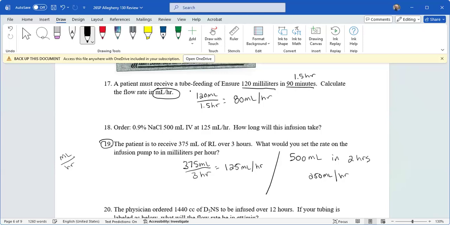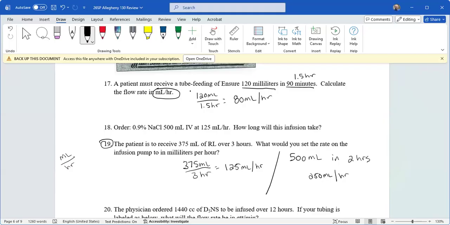Now, here's the thing. A lot of students get stuck on this question because they're like, wait a second, it says to give them 120 milliliters. Why am I only setting it to 80? Well, because after 90 minutes, they will have received 120 milliliters, 80 the first hour, and then 40 in the next half hour. 80 plus 40 is 120. That's how you kind of do that.